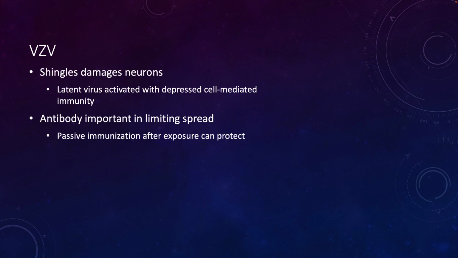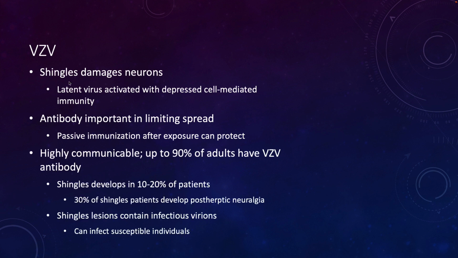Antibody is important in limiting the spread of the virus, because remember we saw there's two times that it goes viremic. So having antibody can be really important to help limit the spread, which is why if a patient has been exposed to chickenpox or shingles and hasn't ever been vaccinated or hasn't had the infection before, a passive immunization after that exposure can protect. And you do see that delay, like up to 10 to 15 days from exposure to developing symptoms. So treating a patient with preformed antibodies can help. It is highly communicable.